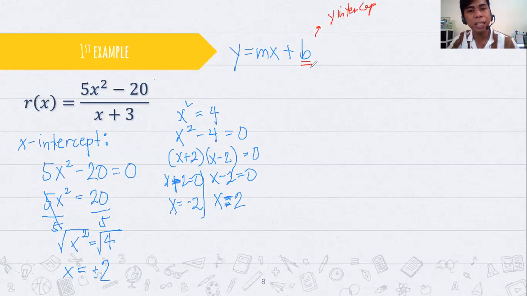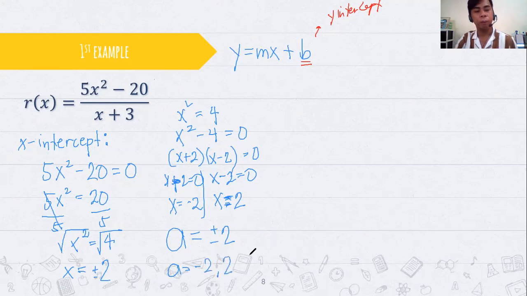And since b is denoted as the y-intercept, yung a natin would be for the x-intercept. But the a still is para sa x, ha? So we have a is equal to positive, negative 2, or a is equal to negative 2 and positive 2.